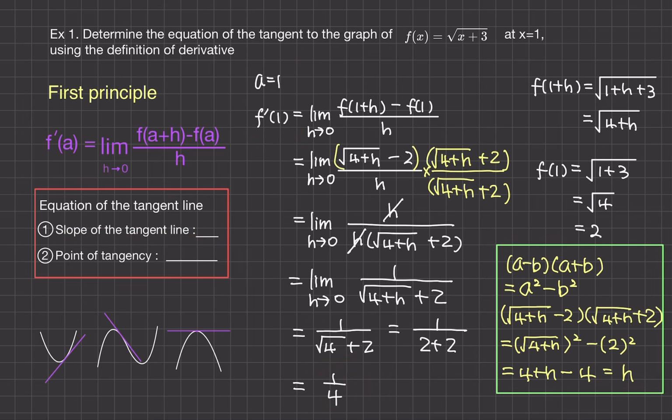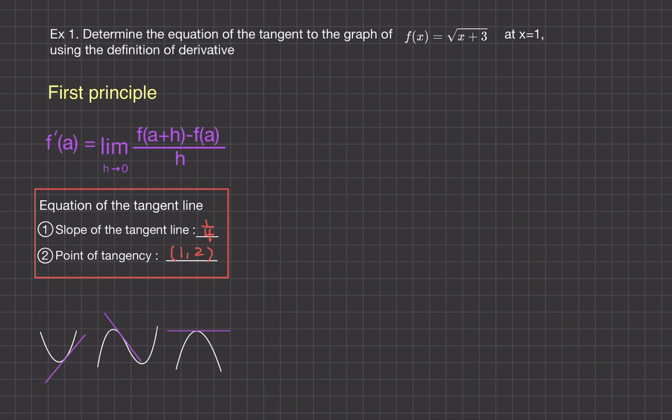at x equals 1. To find the equation of the tangent line, we need two things. First, the slope of the tangent line, we found it, 1 over 4. Now, it's time to find the point of tangency, but actually, we already found it, f of 1 equals 2. So, the point of tangency is 1, 2. Let's clear some space to find the equation of the tangent line. Now, we are ready to write the equation of the tangent line.